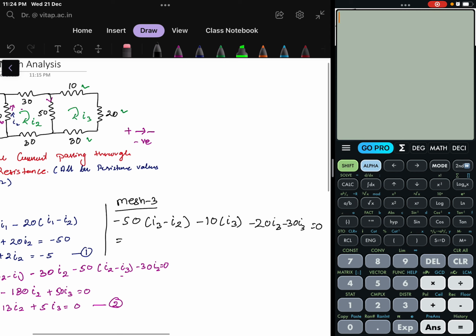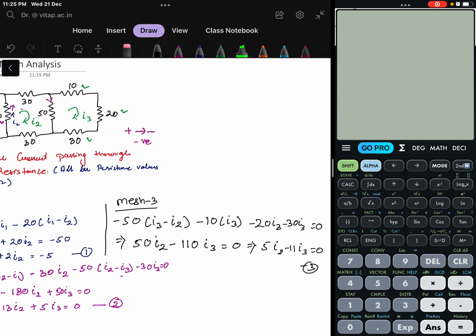If I simplify this, I will write I1 first, then I2, then I3. Here there is no I1, so the coefficient of I1 will be 0, and I2 is only one, that is positive 50 into I2. The I3 value will be 50, 10, that is 60, then 80, then 30, so 110. So minus 110 I3 is equal to 0. If I take 10 common, this will be 5 I2 minus 11 I3 is equal to 0, and this is my equation number 3.